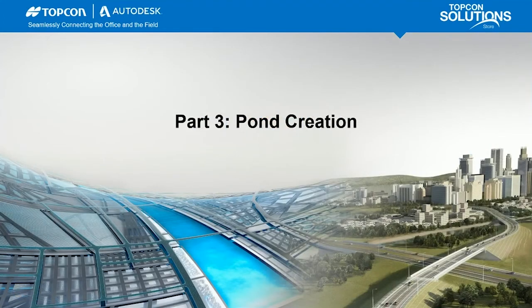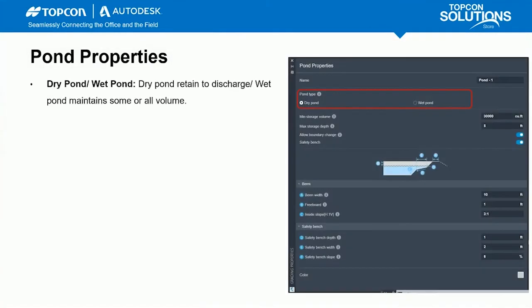Okay, pond creation. Ponds are fairly straightforward to create. There's about 10 parameters to input, and most of them are pretty flexible, in that you don't always need certain constraints if that's not part of your design. So dry pond, wet pond. A dry pond retains water to discharge it. In a wet pond, some volume of water is sticking around in that pond for most of the year.